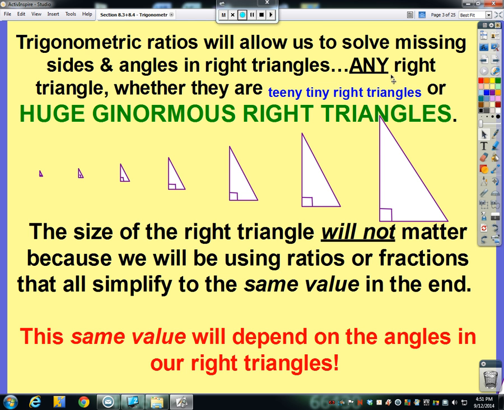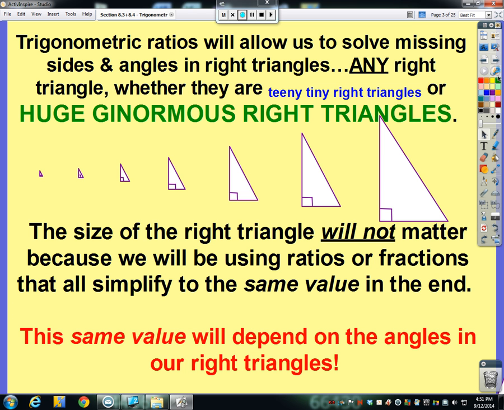Okay? So the size truly doesn't matter here of these triangles because we're going to be looking at two sides of each of these right triangles, and the two sides we're going to make into a fraction. And those fractions will be able to simplify to be one number, regardless of how big or small these triangles are. Now, the value, the ratio that we're going to be able to pull from, it depends on angles, okay?